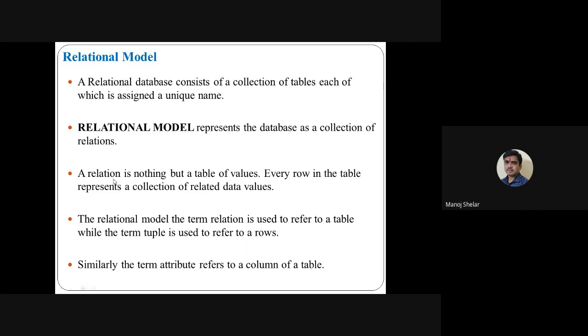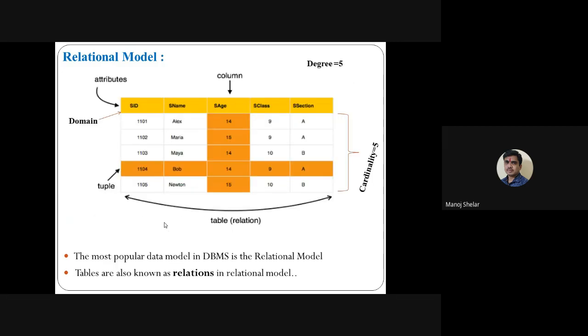Then a relation is nothing but a table of values. Every row in the table represents a collection of related data values. In the relational model, the term relation is used to refer to a table, while the term tuple is used to refer to a row. Similarly, the term attribute refers to a column of a table. So here is one simple example of the relational model.